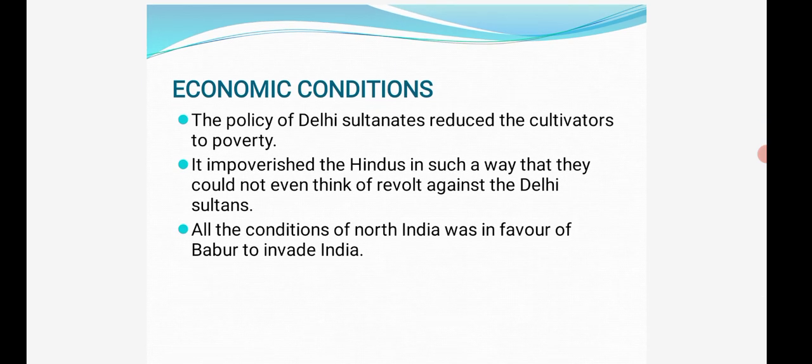Now let's move on to economic condition. The policy of the Delhi Sultanate reduced the cultivators to poverty. It impoverished the Hindus in such a way that they could not even think of revolt against the Delhi Sultans. India was rich, but Indians were poor because of the atrocities of the sultans. In spite of the great drainage of its wealth by foreign invaders and plunderers, India was quite rich, which attracted the attention of Babur. There was a brisk internal trade.